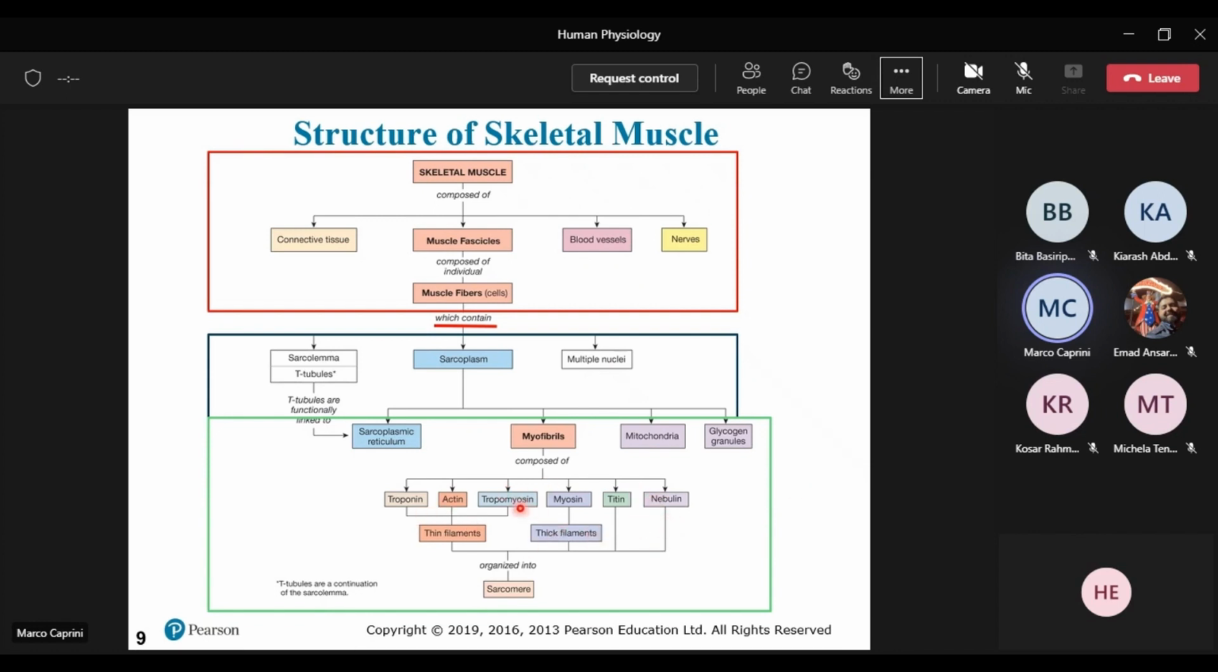I would like to spend a few more words on the sarcolemma and the T-tubules. This is an important part of the muscle fibers, an extremely important structure named transverse tubules. The T is because they are called transverse tubules, T-tubules.